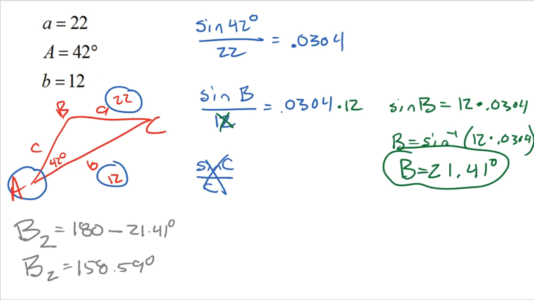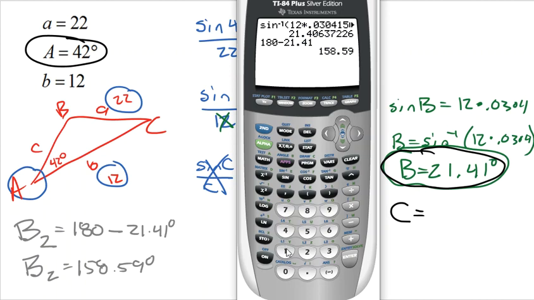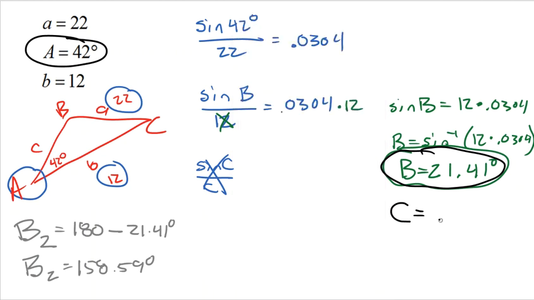Big C. Well, come on, guys. Come on. I already know angle A is 42. I just found angle B to be 21.4. So to find big C, I'm going to go ahead and take 180 total degrees in a triangle. I'm going to subtract 42. That was angle A. I'm going to subtract 21.41. That was angle B. And now I get C is 116.59 degrees. So there is my options for angle B and angle C.